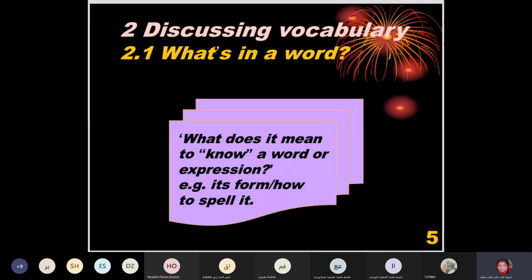If I ask you, what does it mean to know a word or expression? I mean, maybe you know the form of it, how to spell it, things like that. If you say that you know a word, if you tell somebody, I know this word, what do you mean by I know this word? What do you know exactly about this word? If you tell your friend, I know this expression, what do you mean by knowing the expression? What do you know about it? What are the areas that you know about it? Can you give us some more explanation?